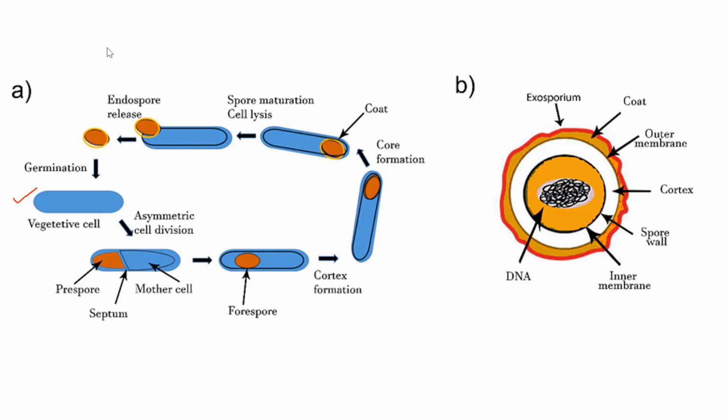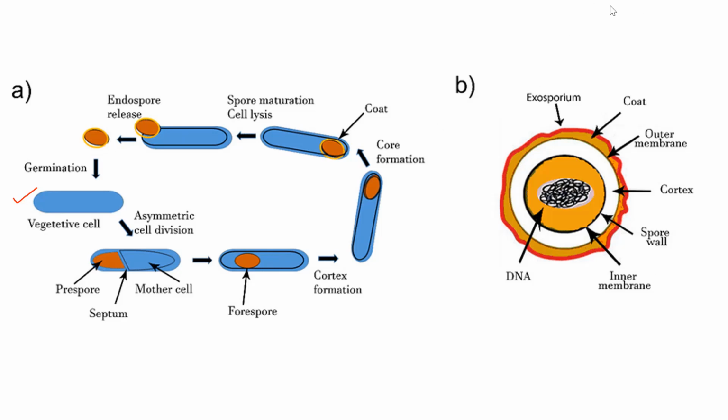And how does it happen? The bacterium divides asymmetrically, and in this asymmetric division, most of the DNA of the bacterium and the essential proteins are concentrated in one pole, which forms the forespore. Through various processes, finally the endospore is formed, and around that there is a coat to protect the endospore, and then the spore matures, cell lysis happens, and the endospore is released.